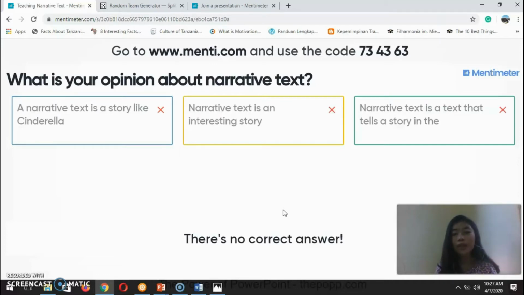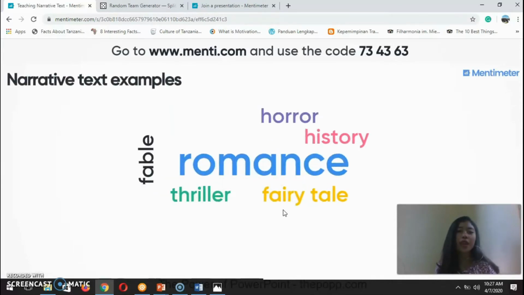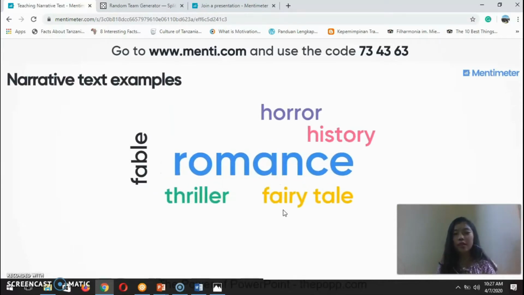So the next one will be about the examples of narrative text. Oh, you guys are so fast. Okay, you typed fable, horror, history, romance. That's great. I believe you already know a little bit about narrative text, right?